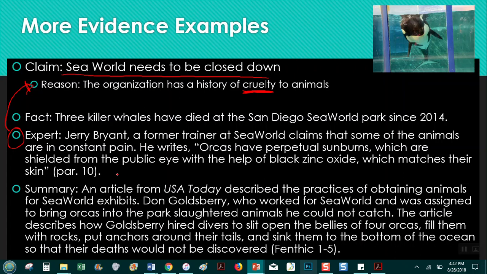The person who actually wrote this essay then went on to explain this summary in a little bit more detail. So talking about how SeaWorld not only needs to be closed down because of their exhibits, but he also said that SeaWorld should in part be closed down because of the kidnapping of animals and the cruelty to animals even outside the park gates.